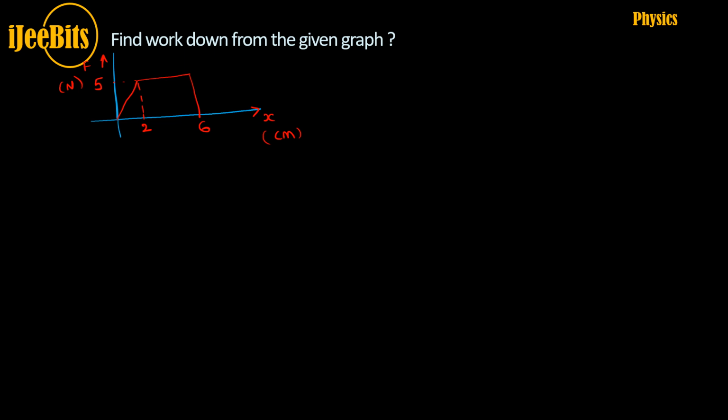Find work done from a given graph. The F-x graph is given, and we are asked to solve the problem. So how do you calculate this one? Exactly, that's correct. Area under the curve is nothing but your work done. Area under the F-s curve would be your work done.